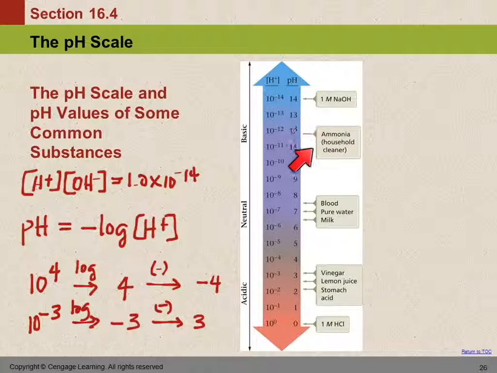So it just makes it much more convenient to deal with. Over here, it's listing the pHs of some common substances. 1 molar sodium hydroxide, that's not exactly a common substance, but you might find something like that in drain cleaner. Household ammonia is going to have a pH around 12, so that's a rather basic solution. Right here in the middle, you've got pure water at 7, and you've got milk and blood. It's going to be very close to pH 7. The pH of your blood is 7.4 plus or minus about 0.1.